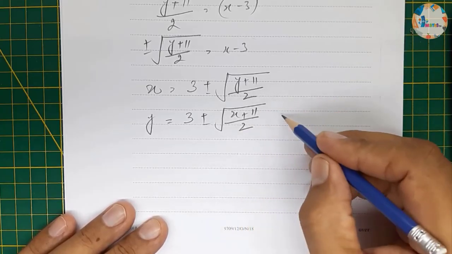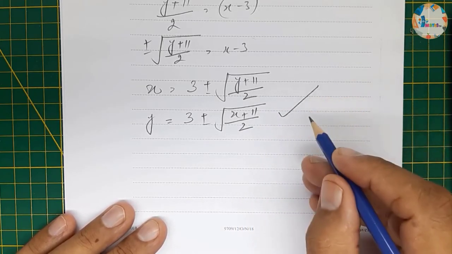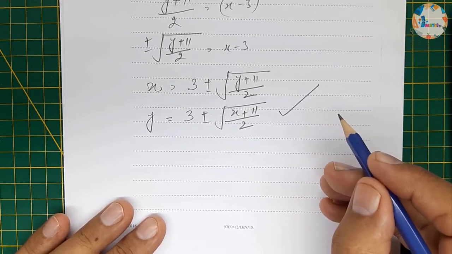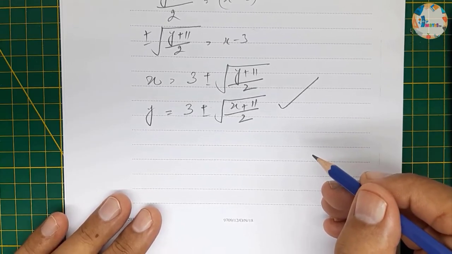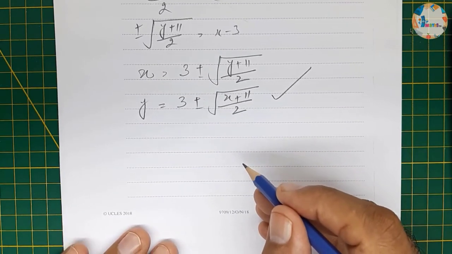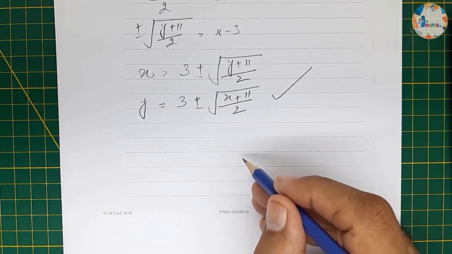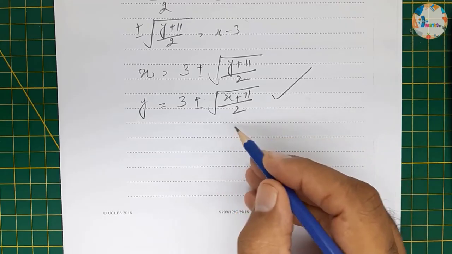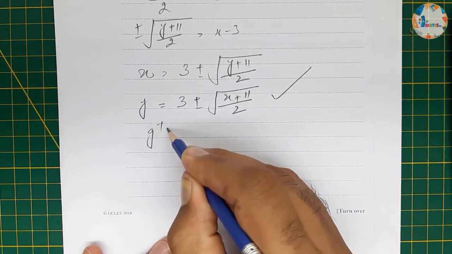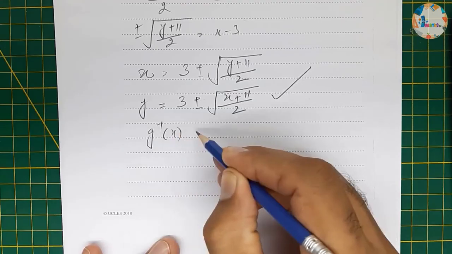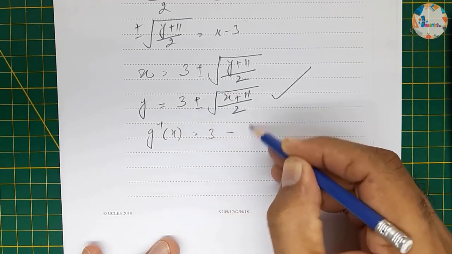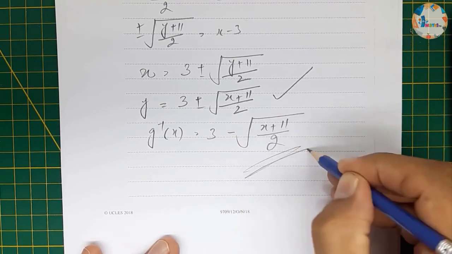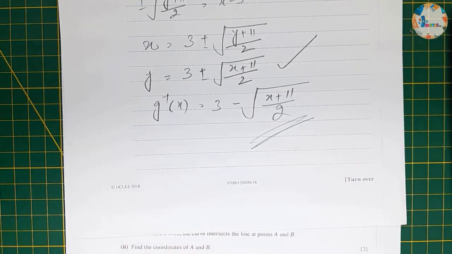So this will be basically the inverse value which we'll be taking, and we'll be taking the negative value. So the value which we will be taking will be g inverse of y. G inverse of x will be equal to (3 minus root of x plus 11) divided by 2. This will be our final answer to this question.